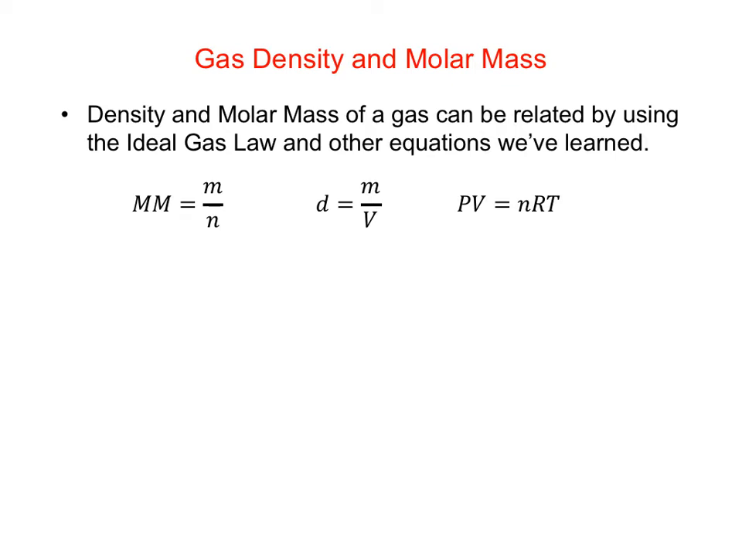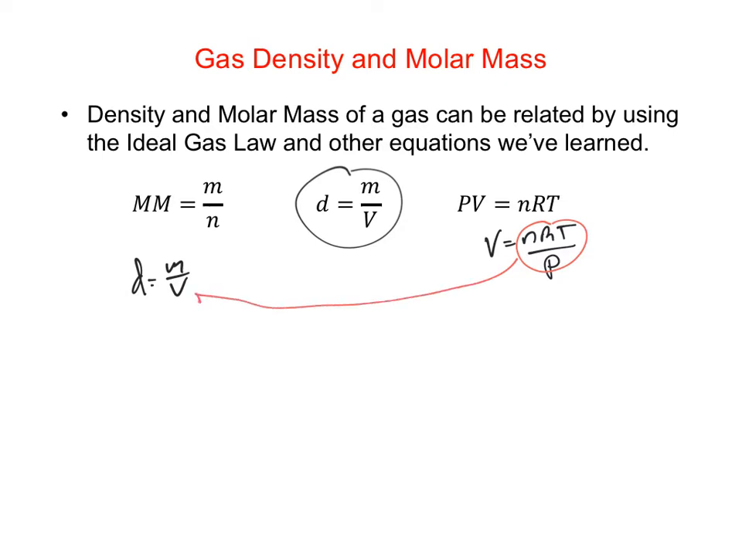So we know that density is given here, right? Density is mass over volume. And what I'm going to do is solve the ideal gas law for volume. So I need to divide both sides by the pressure. So volume is equal to nRT over the pressure, right? And then I'm going to take this expression for volume and plug it in here in the density equation.